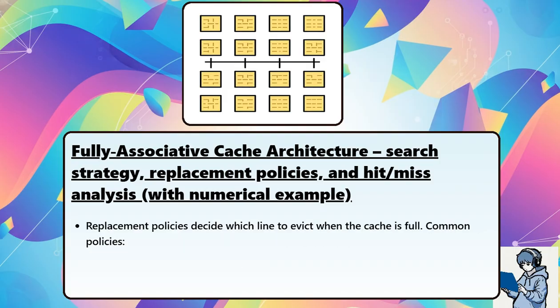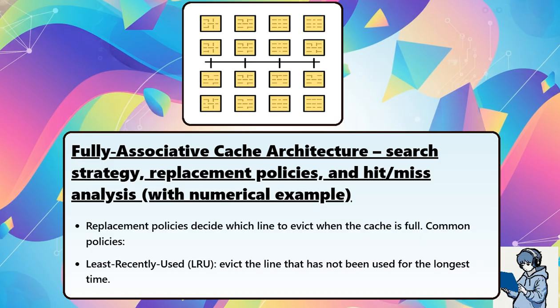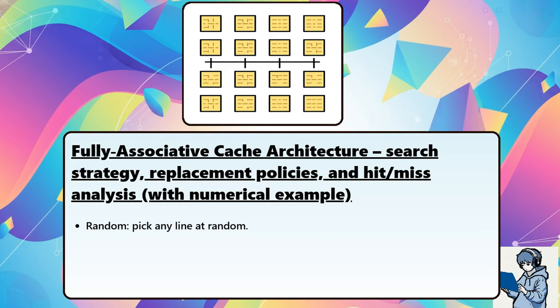Replacement policies decide which line to evict when the cache is full. Common policies are as follows. Least recently used, abbreviated LRU: evict the line that has not been used for the longest time. Random: pick any line at random. FIFO, first in, first out.